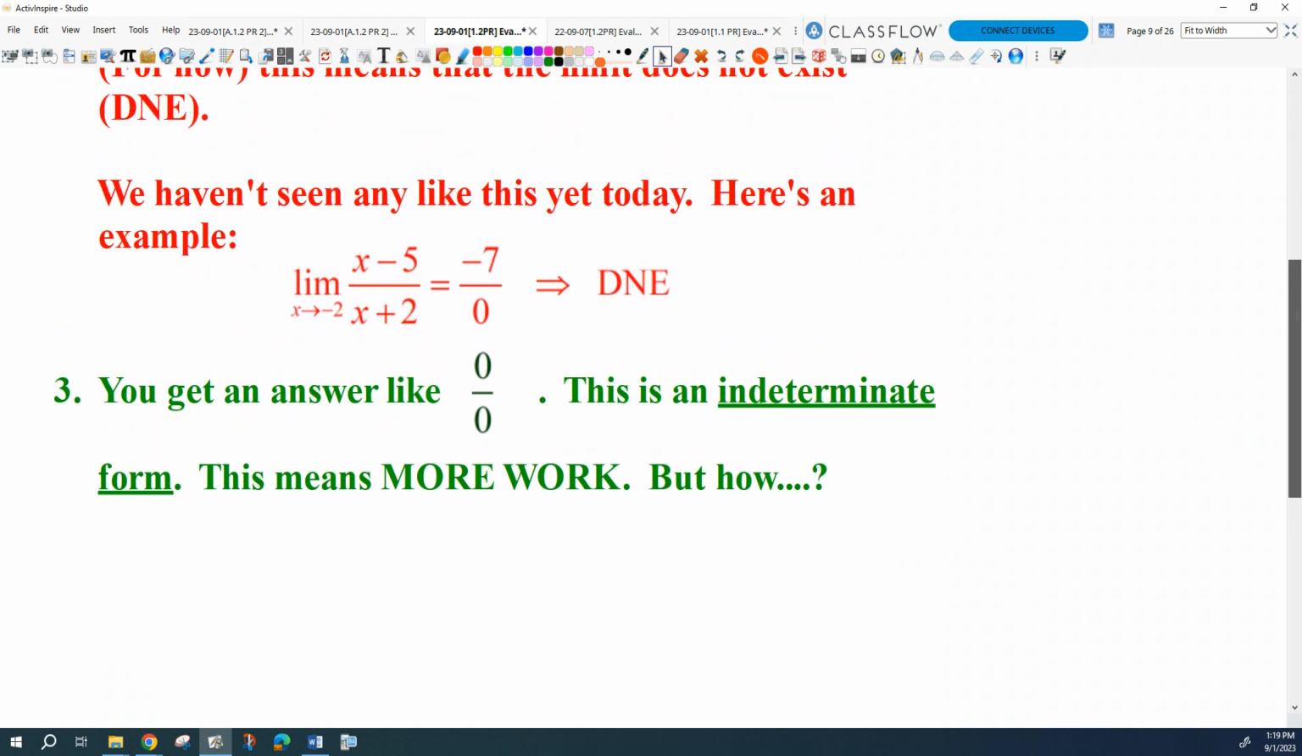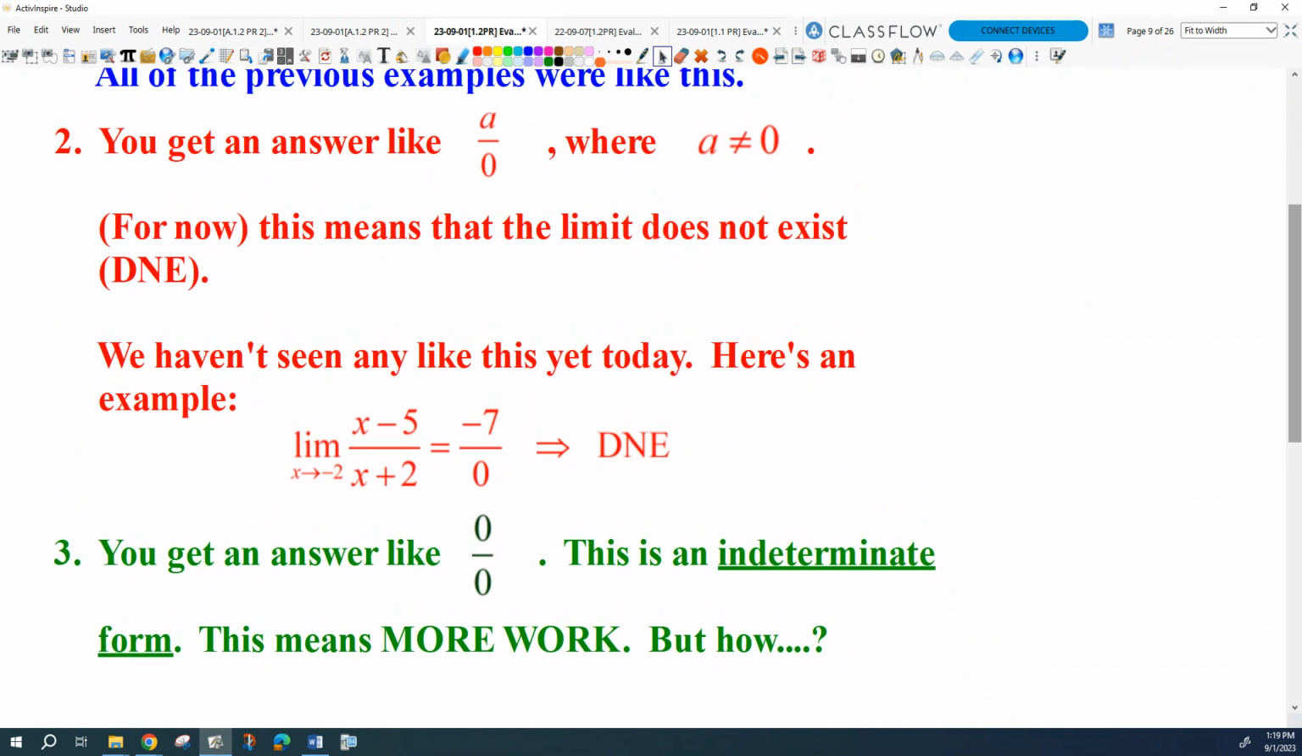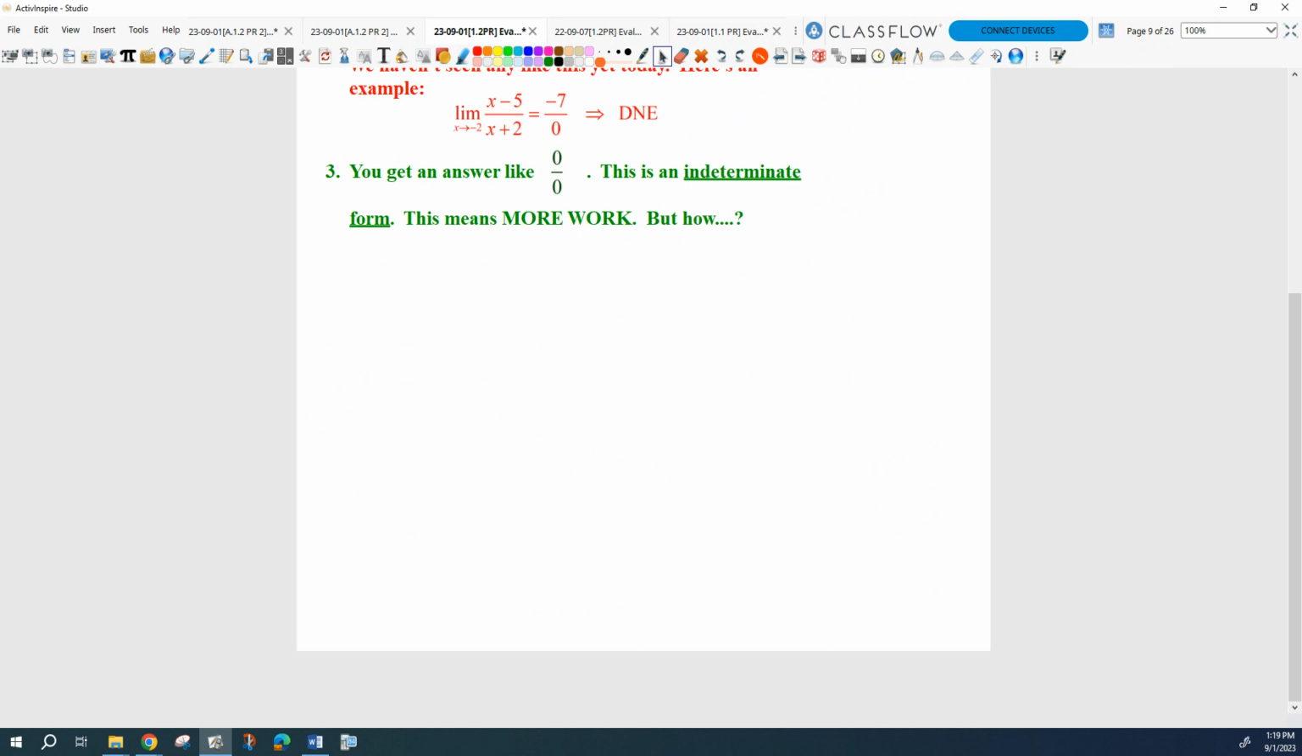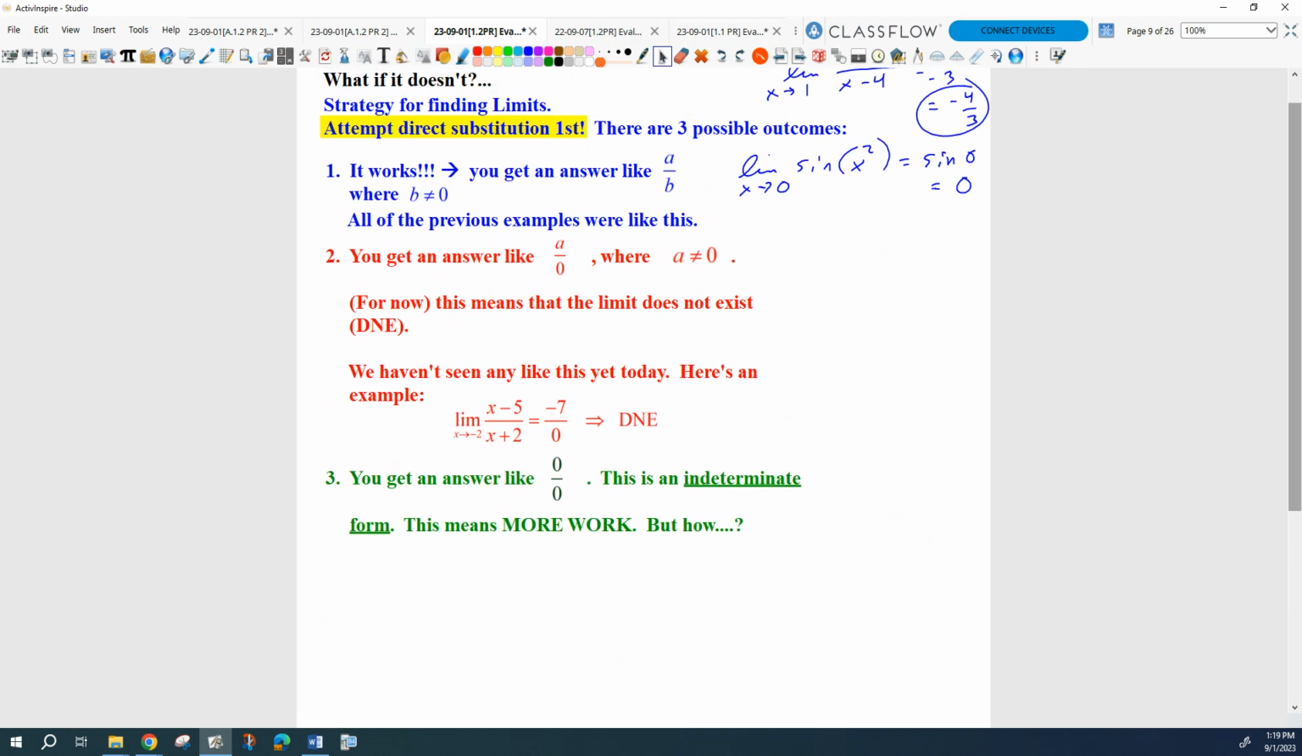Let me make this a little smaller so you can see the whole thing. There are the three possibilities. That's our strategy. Attempt direct substitution. If it works, you're done. If it fails and you get a non-zero number over 0, you're done. No limit. If you get an indeterminate form like 0 over 0, then we have to proceed to some specialized algebra that we'll talk about Tuesday. Okay? Have a great weekend.